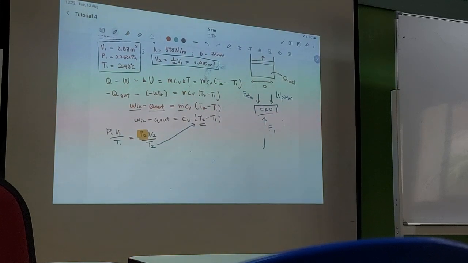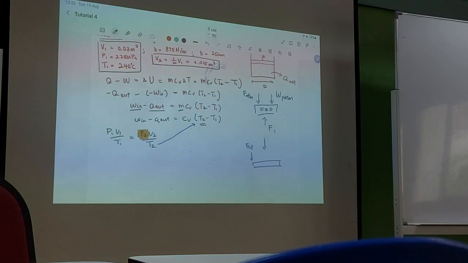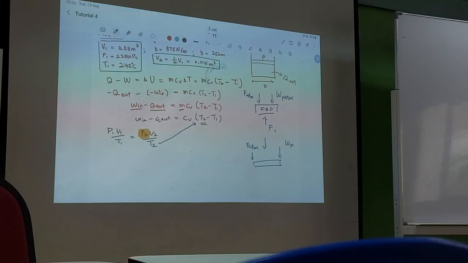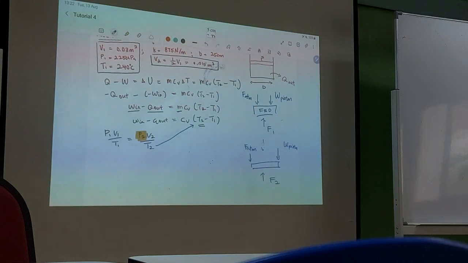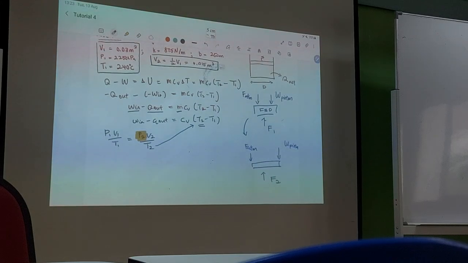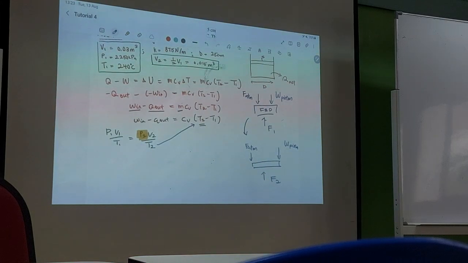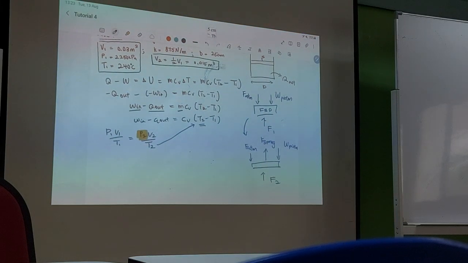So after the cooling effect, this still remains. This also still remains. And this, of course, will be a new pressure, right? The new force. But the spring, which direction will the force of the spring go? Up. Because your piston moves down, the spring will always resist the movement of the object. So the spring will pull it back up.